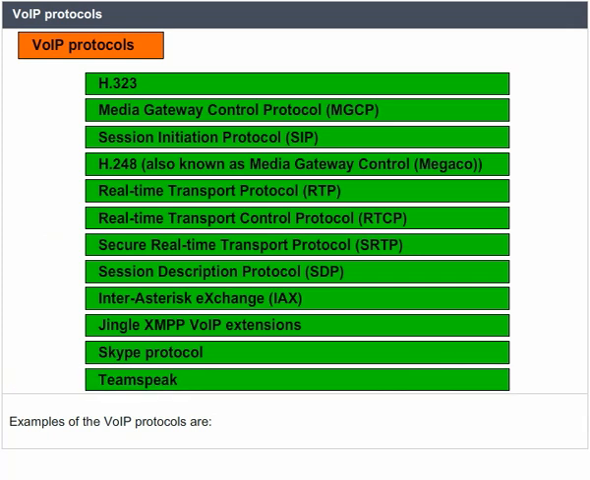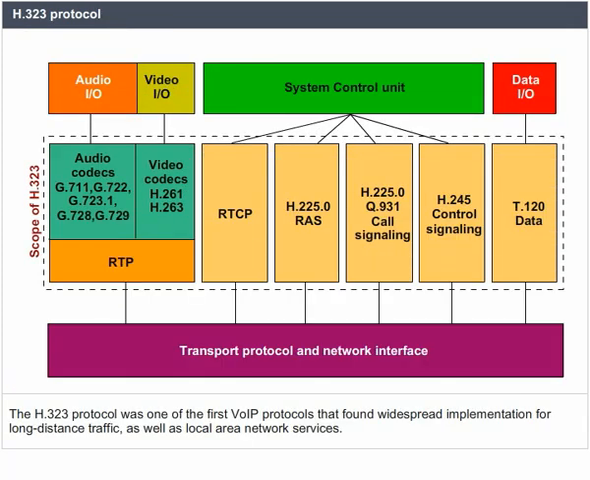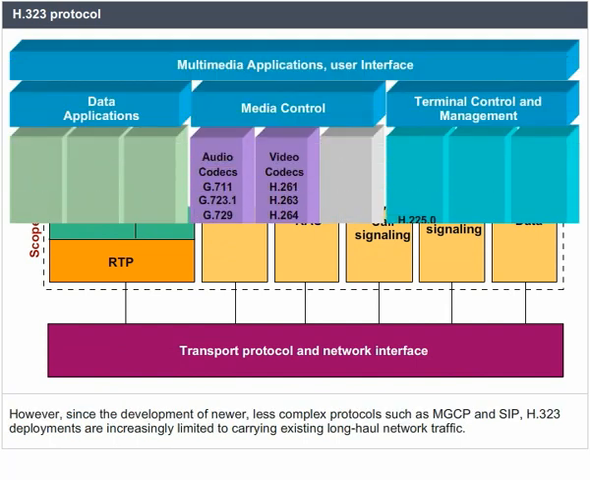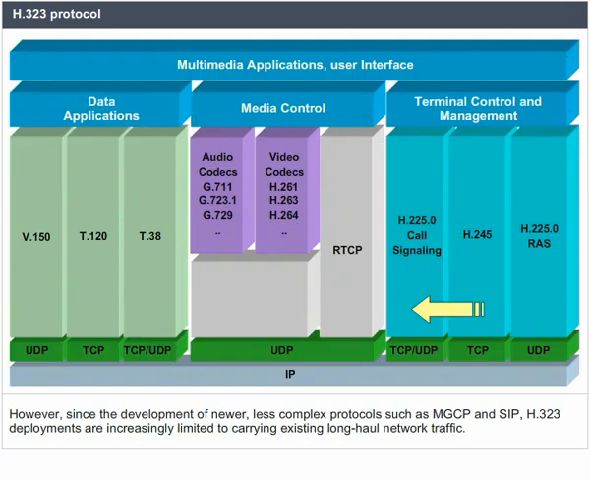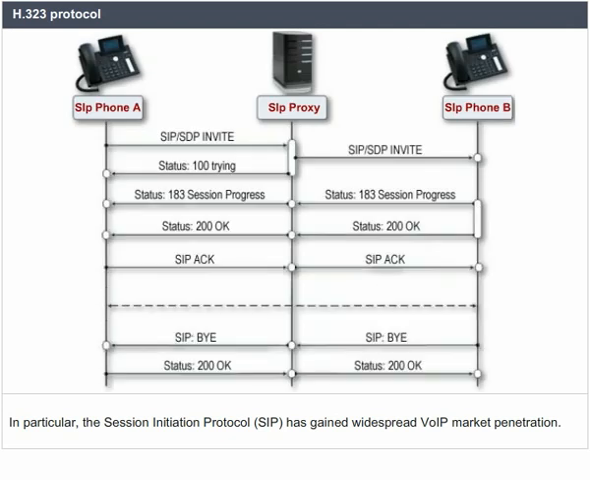The H323 protocol was one of the first VoIP protocols that found widespread implementation for long-distance traffic as well as local area network services. However, since the development of newer, less complex protocols such as MGCP and SIP, H323 deployments are increasingly limited to carrying existing long-haul network traffic. In particular, the Session Initiation Protocol, SIP, has gained widespread VoIP market penetration.